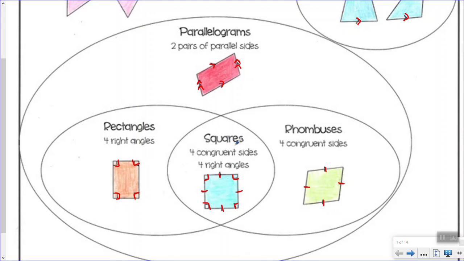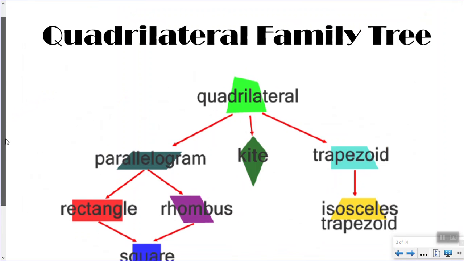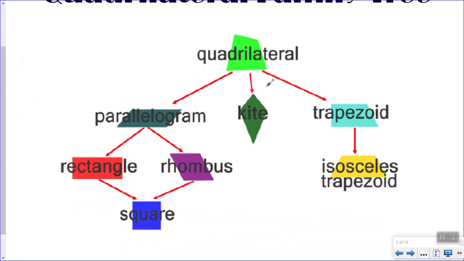So a square belongs to all these groups. It's a rectangle because it's got 4 right angles, it's a rhombus because it has 4 congruent sides, and it's a parallelogram because it has 2 pairs of parallel sides. This family tree is just another way of representing that information. We won't be talking about the kites.